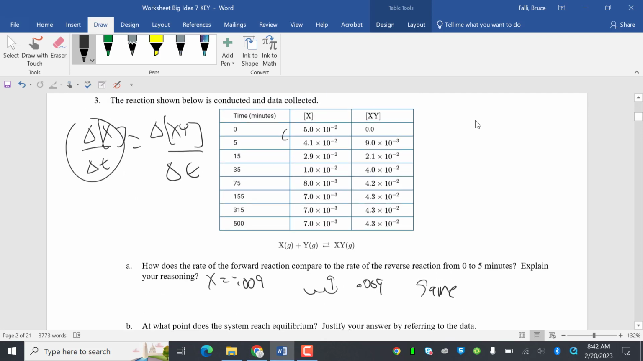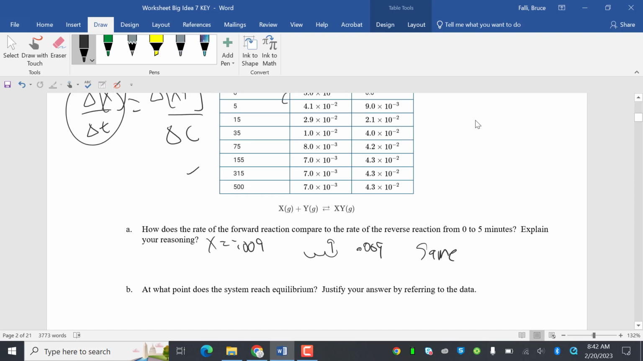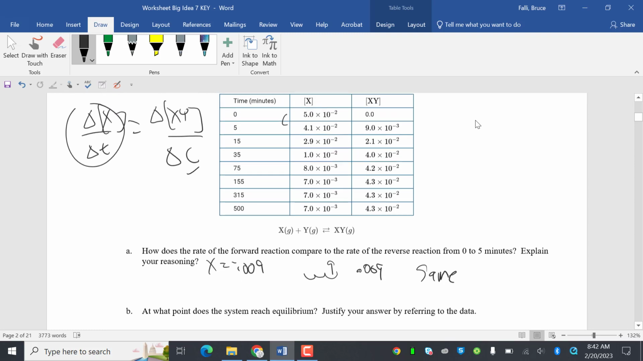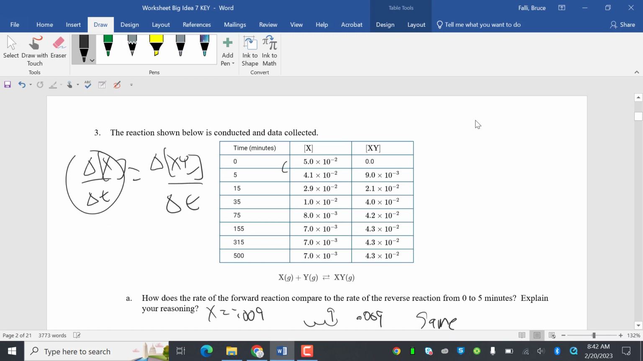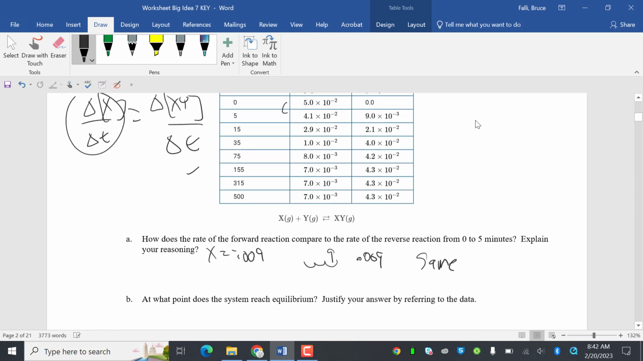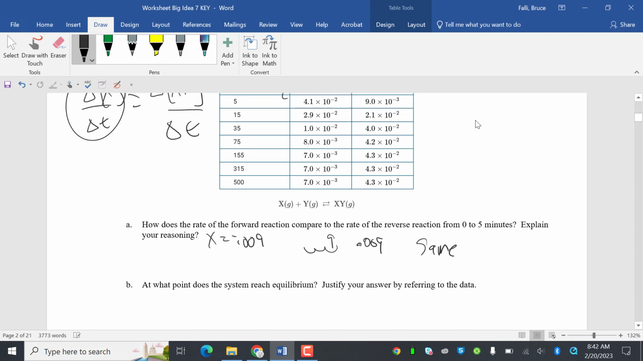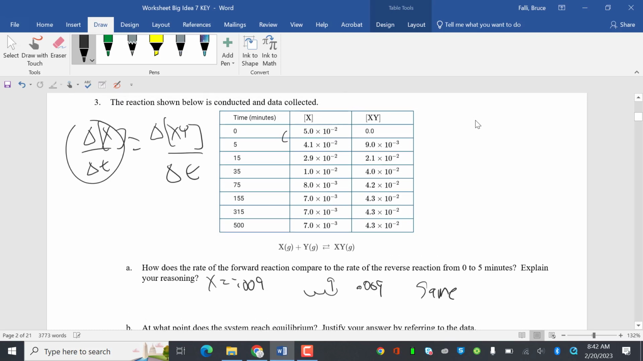At what point does the system reach equilibrium? It should be right there, but it doesn't. That's really weird that it's the same right there. At what point does the system reach equilibrium? You would think that those rates would be the same. I just want to check that math again because that doesn't seem right.